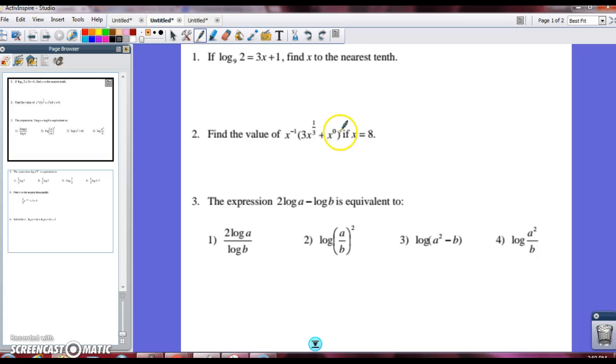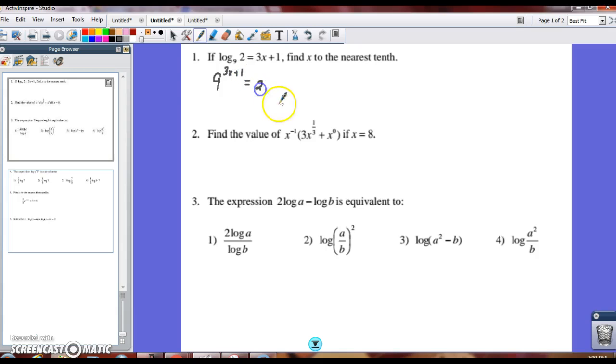The first one on here says find x to the nearest tenth. So we're solving for x here. And the way this is written, we have 9 as the base. Log base 9 of 2 is equal to 3x plus 1. So if I were to write that in exponential form, it would be 9 to the 3x plus 1 is equal to 2, right?